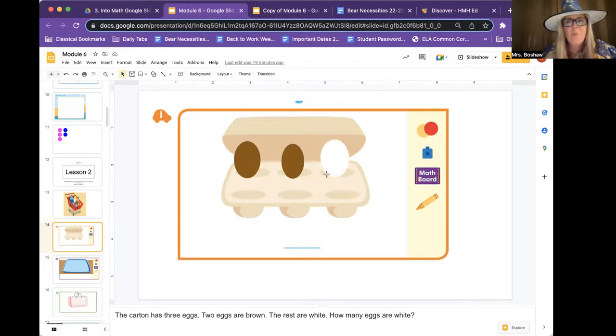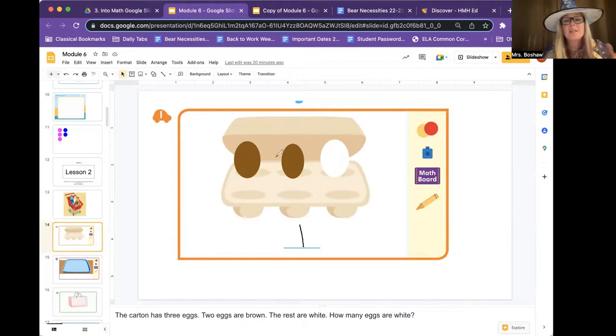Let's see if that works. Let's count. 1, 2, 3. So we have 3 eggs. 2 are brown. The rest are white. So now we have to write our answer, right? On that line right there. How many are white? Good job. 1 is white.